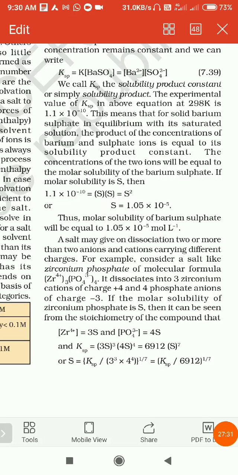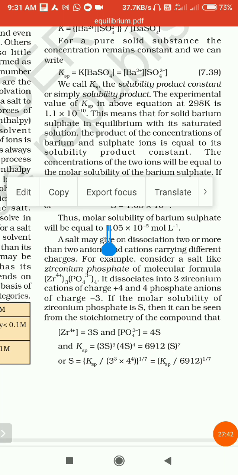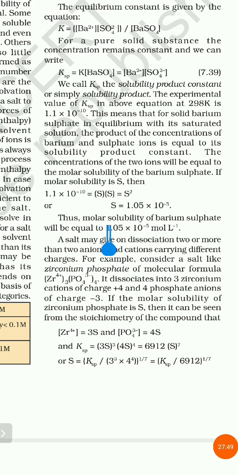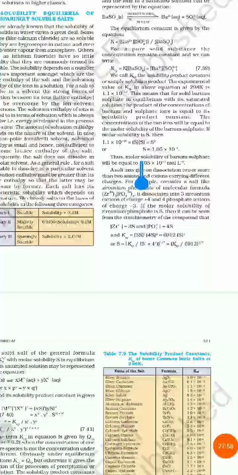So this is the solubility product of barium sulfate. The solubility value of barium sulfate is 1.05 into 10 power minus 5 mole per liter. Same like that, you are going to calculate. These are all experimentally calculated values, not normal values. So how are we able to get these values, you might ask.